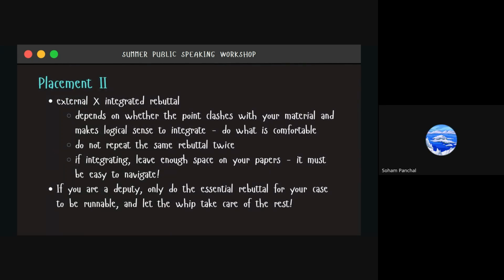Okay, yeah. So these three points, the sub points of the first point, are how you integrate a rebuttal in your speech. First of all, it should make logical sense. When you give a speech, you should have continuity and a proper structure. You're not jumping from one argument to another and then coming back to an argument. It should have a proper flow, a proper continuity.